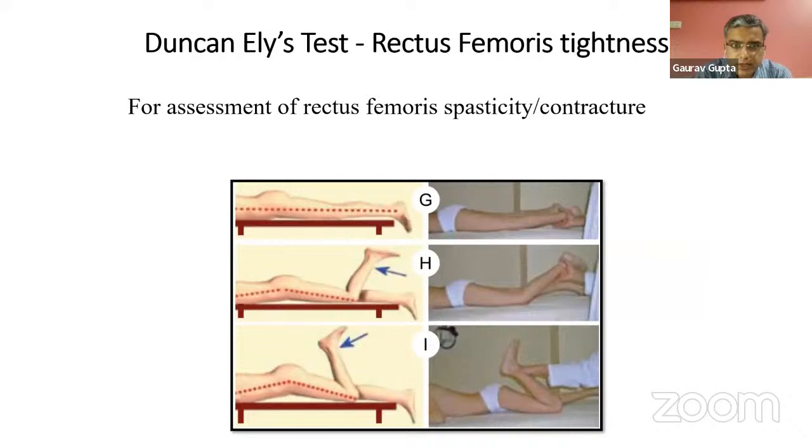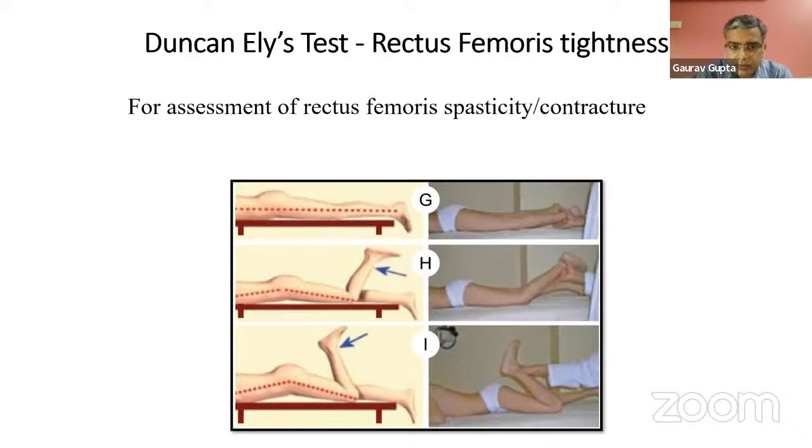Then we do Duncan Ely test for rectus femoris tightness. So rectus femoris spans the hip and the knee. It causes hip flexion and knee extension. Now, if there's a contracture of the rectus femoris, how do we check it?